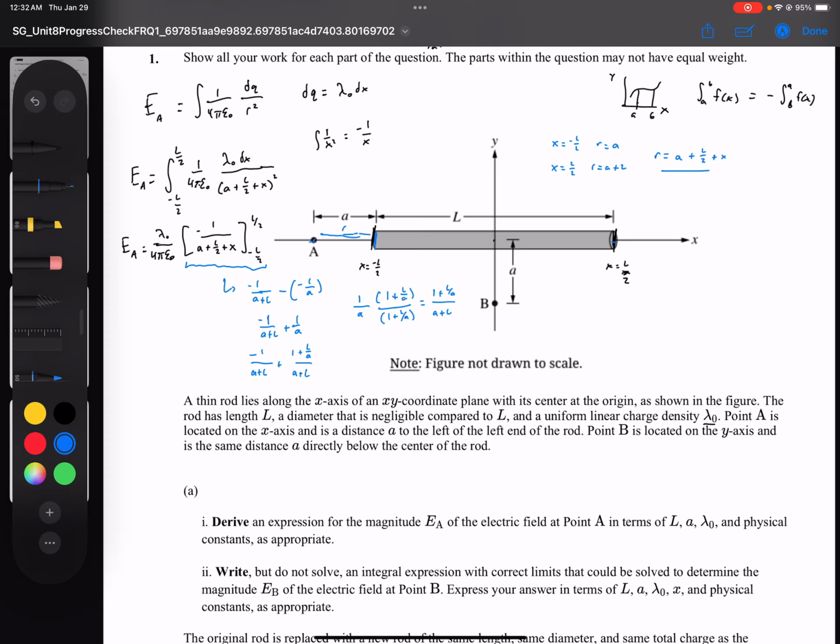Okay? And then let's add the numerators together now. They have common denominators. Negative 1 plus 1 is 0. All right, so I have L over A. So L over A divided by A plus L. Right? And that's the same thing as L over A plus L. That's the same thing as L over A times A plus L.